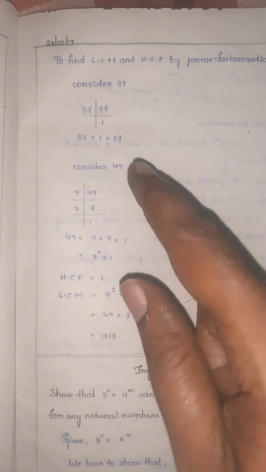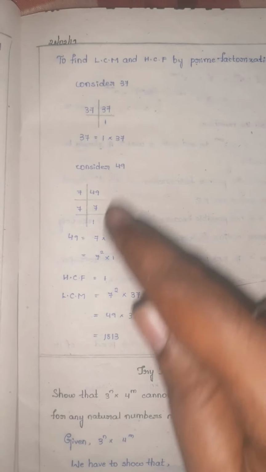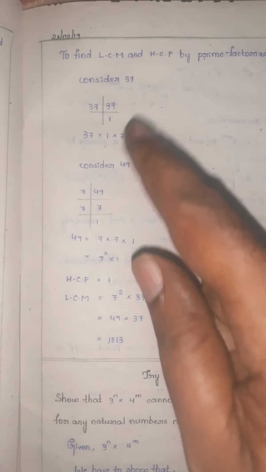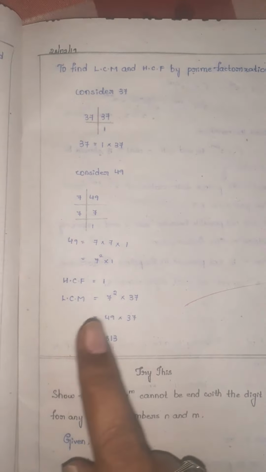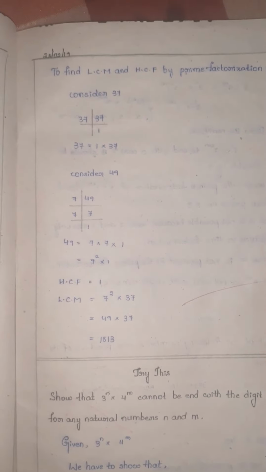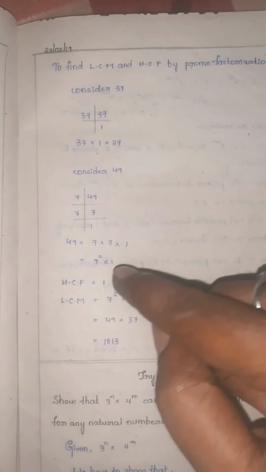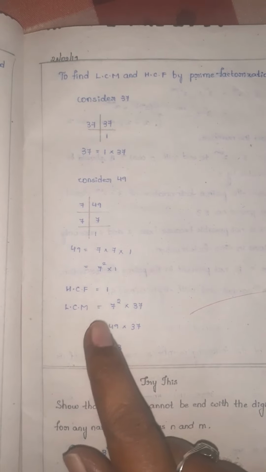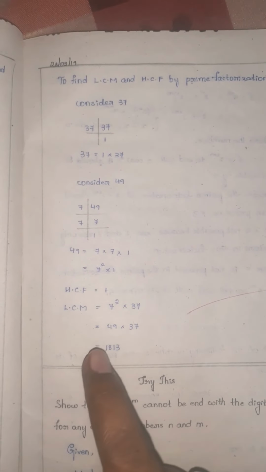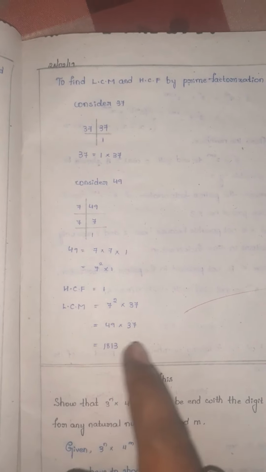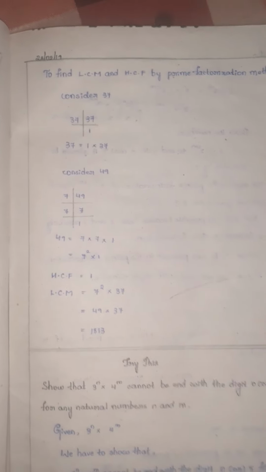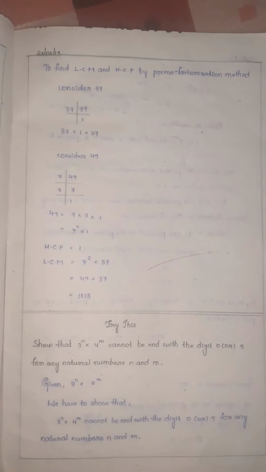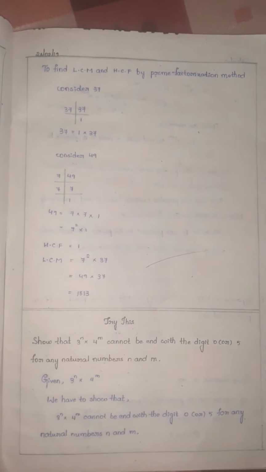So HCF, what is the repeating value here? 1 is there, here also 1. But here 7 is missing, here 37 is missing. So HCF is 1. LCM is all numbers with maximum power. So here 37, here 7 square. I wrote as it is: 7 square into 37. 7 square means 7 7s are 49. 49 into 37, if you do multiplication, 1813. So I will explain the remaining problems in the next session.